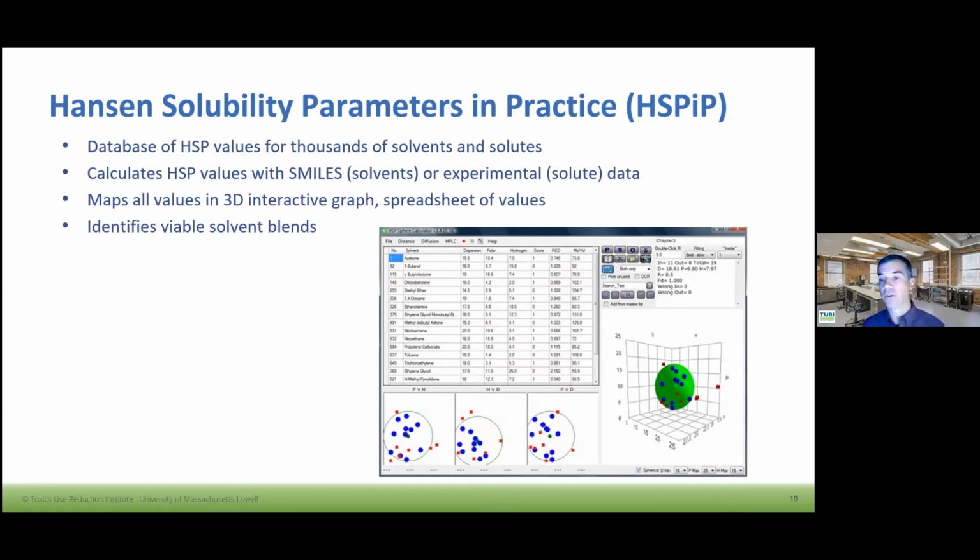And for a solute, you would do some experimental work and then plug that in, and it would create the sphere of solubility for that solute. So it provides all the graphs, it provides a spreadsheet of values. And also, when we talked before about solvent blends, it goes through thousands of solvents and finds potential solvent blends that would be viable alternatives as well.